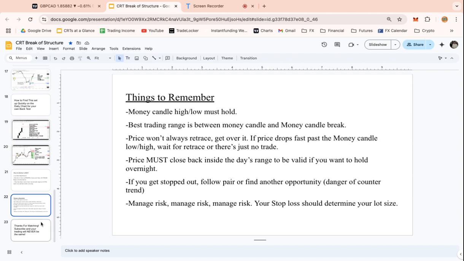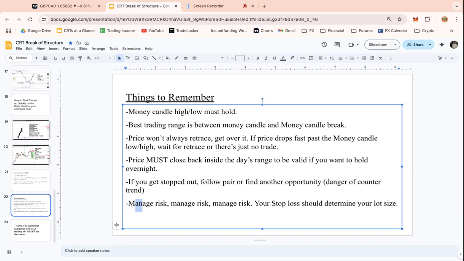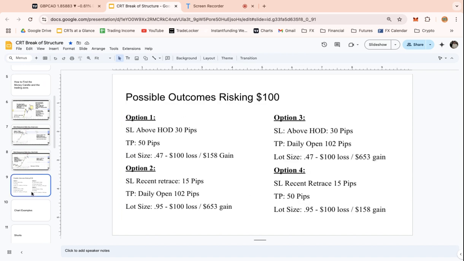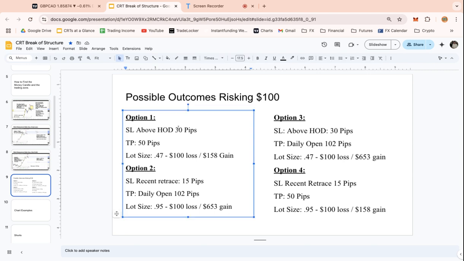All right, so remember, if you get stopped out, find another pair, find another opportunity, or you can just follow it for one more try. And always manage risk, manage risk, manage risk. Okay, your stop loss should determine your lot size, like I showed you in these examples. Say the stop loss is 30 pips and your risk is $100. You work out how big your lot size needs to be to have 30 pips as a stop loss and still keep your risk fixed at $100, just for that example.